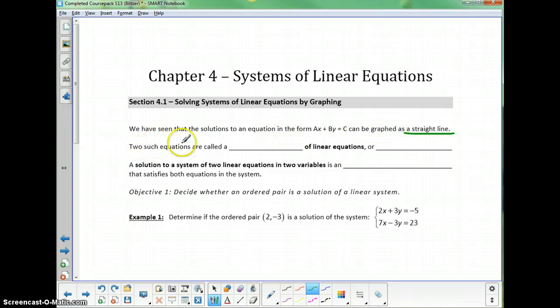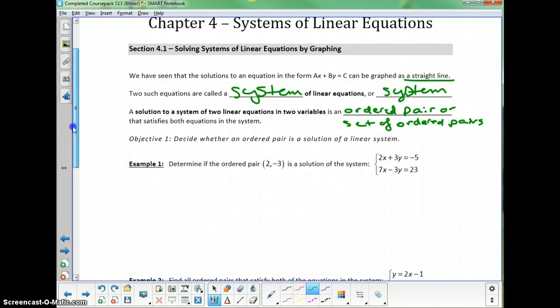If I graph two such equations, they make a system of linear equations, or you can just call it a system for short. And a solution to a system of linear equations in two variables is an ordered pair or set of ordered pairs that satisfies both equations.